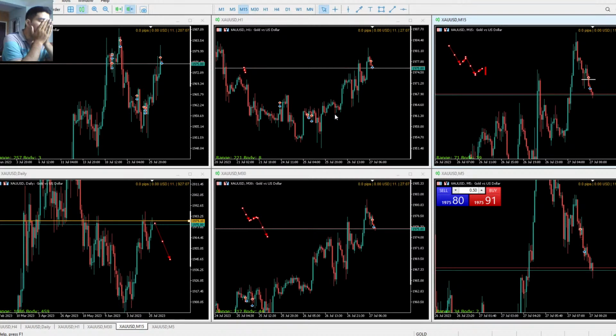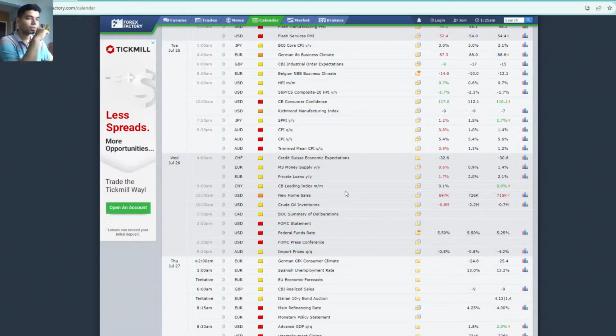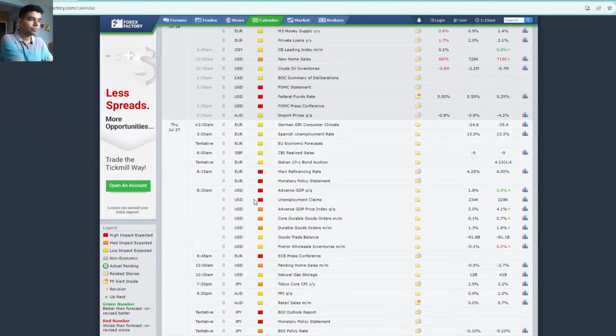Okay guys, let's see some of the news, if there are any interesting news, and let's check yesterday's news. Today we have GDP and we have unemployment claims at 8:30. So GDP, they are showing us a lower number, that means the gold might push up, but the number is almost the same, right? So I don't expect to see that much huge movement in the gold.